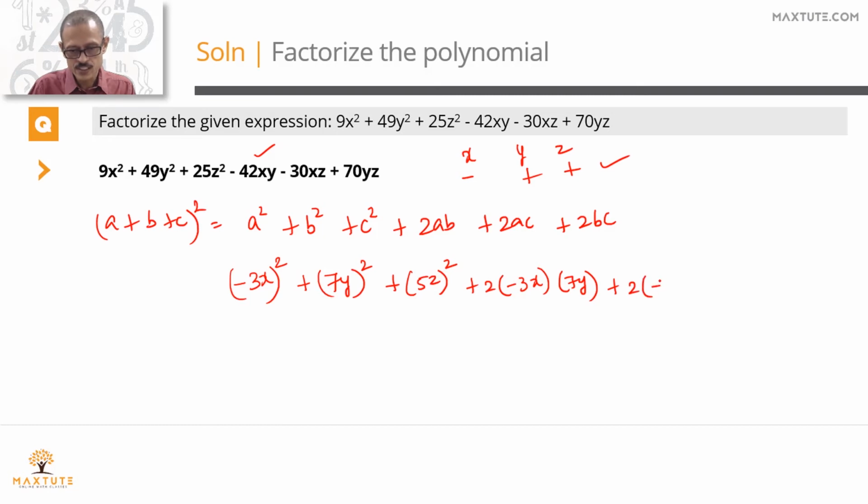2ac, let's just check out. 2 times a is minus 3x, and c is 5z. Let's see whether this matches this, minus 30xz. Minus 3 into 5 is minus 15, into 2, minus 30xz. That's also perfectly right. Lastly, 2bc.